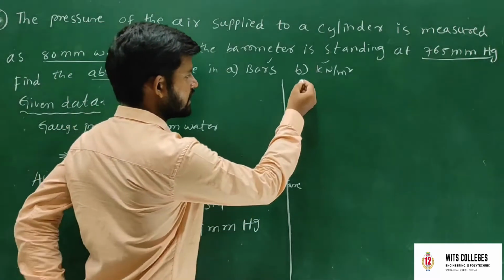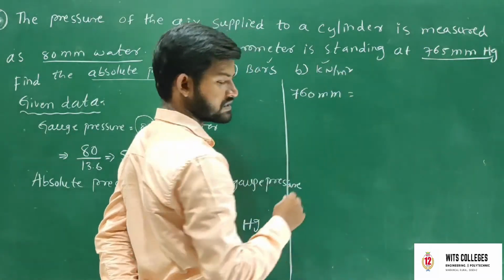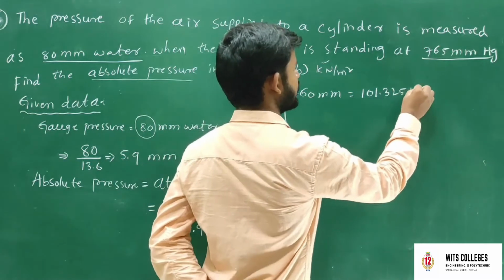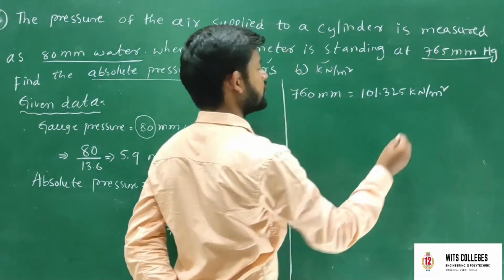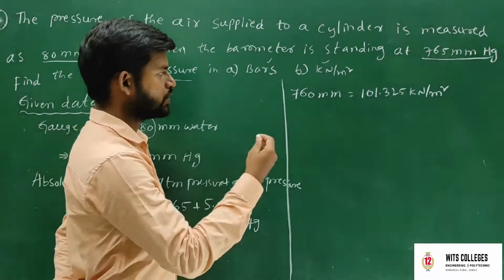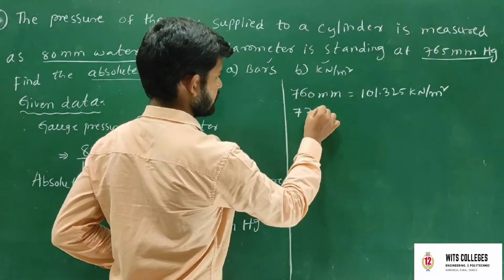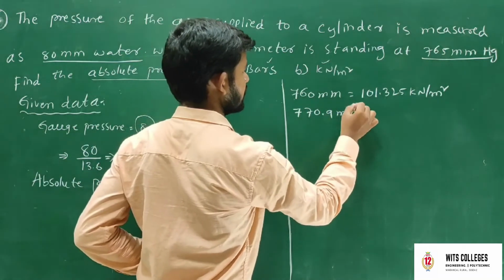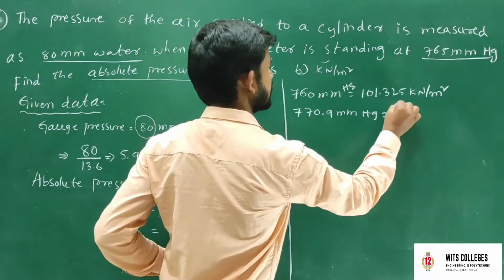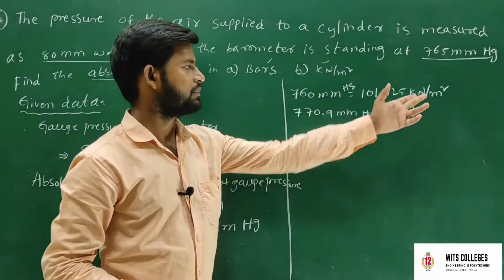Next one. Generally we know that 760 mm of Hg is equal to 101.325 kilonewton per meter square. As well, 770.9 mm of Hg is equal to how much kilonewton per meter square?